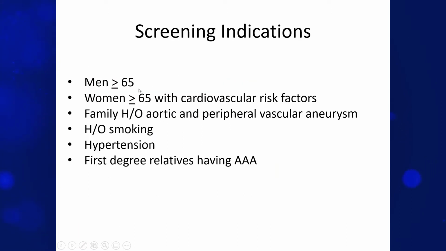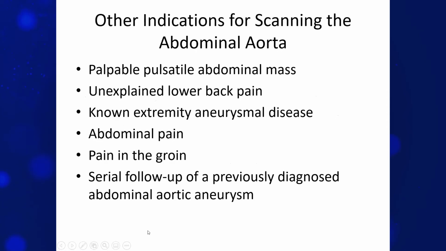Screening indications: men over 65 and females over 60 with cardiovascular risk factors, and a family history of aortic and peripheral aneurysmal disease. Risk factors could be a history of smoking or hypertension, and of course first-degree relatives, which I mentioned earlier.